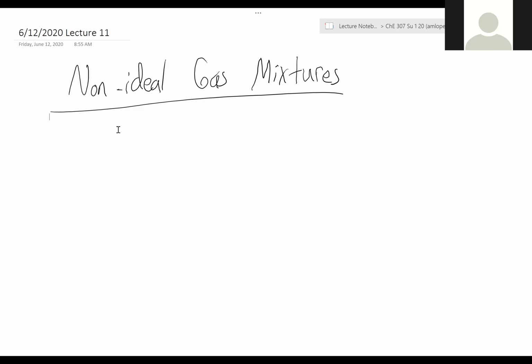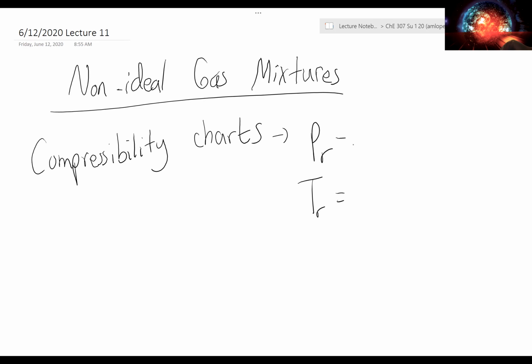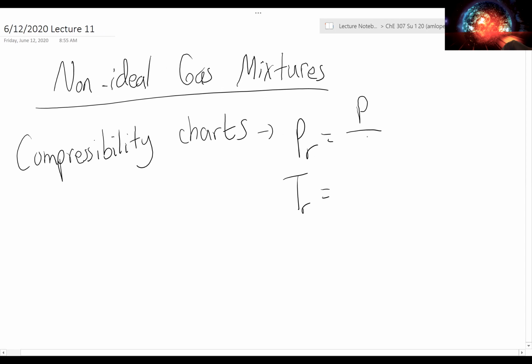And so we had talked about looking at the compressibility charts. In that you have to look at your reduced pressure and your reduced temperature for a single component, right? Which is the pressure over the critical pressure, the temperature over the critical temperature. But for a mixture, you're going to have multiple components, each with their own critical temperature and pressure. And so the question then becomes, how do I use the compressibility equation of state and the charts to get an idea of these variables when I have multiple components?